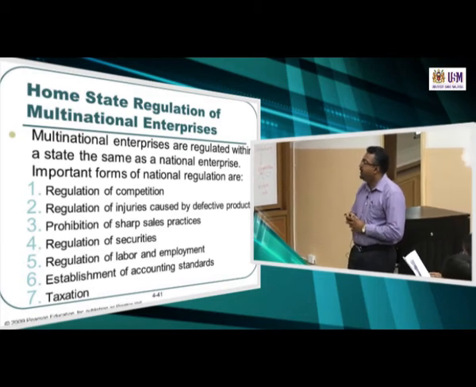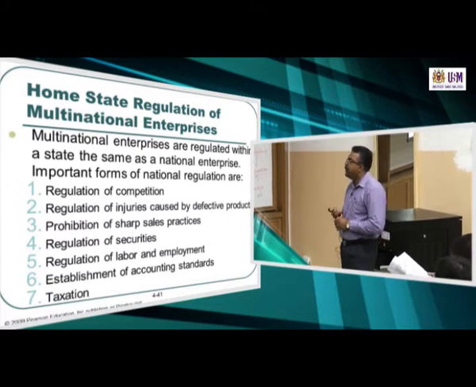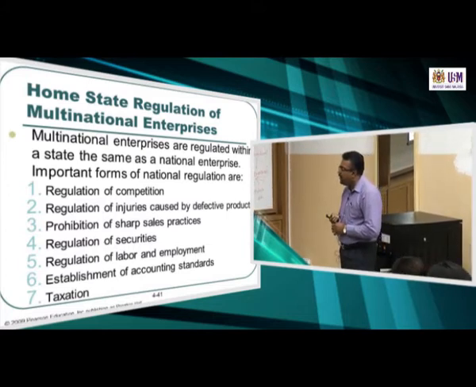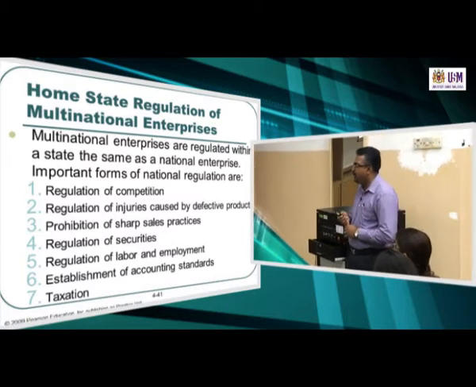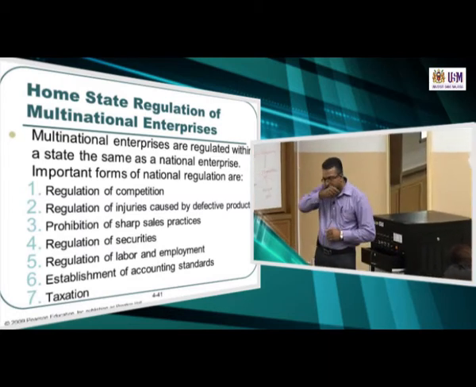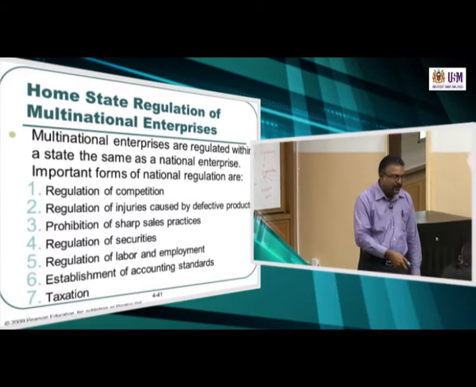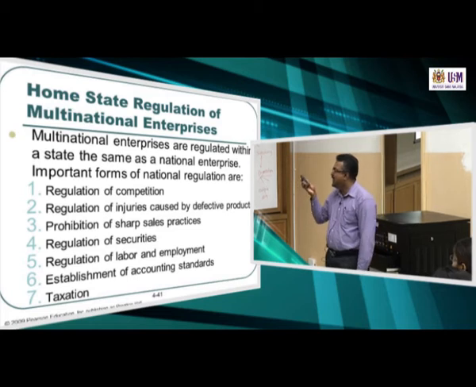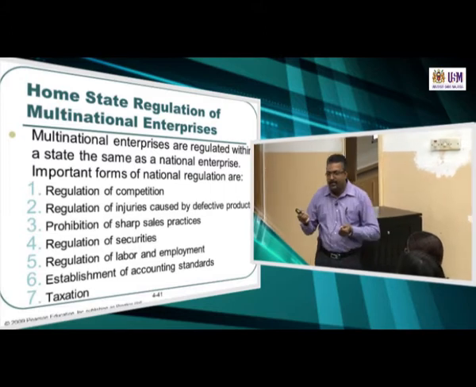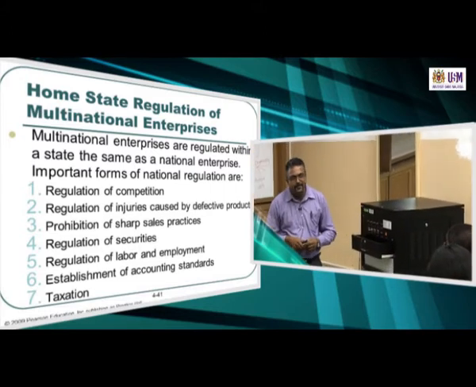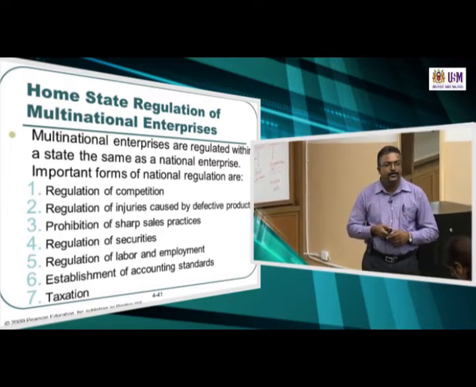Multinational enterprises are regulated within a state, the same as a national enterprise. Important forms of national regulation are regulation of competition, which we'll cover later, and regulation of injuries caused by defective products. For example, this pointer, if I point to someone and the person gets injured, we call this a defective product. Toyota, right? You drive a Toyota, suddenly you knock someone, the brake doesn't work. We call this a defective product.